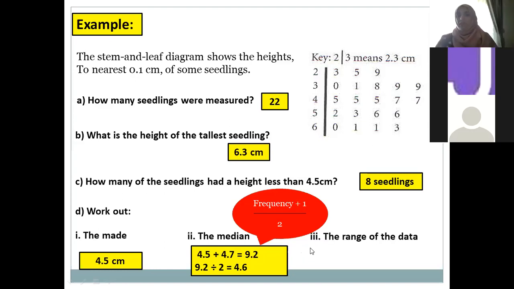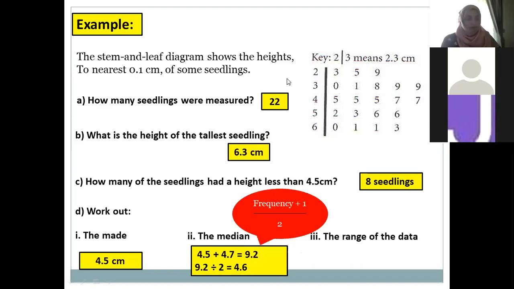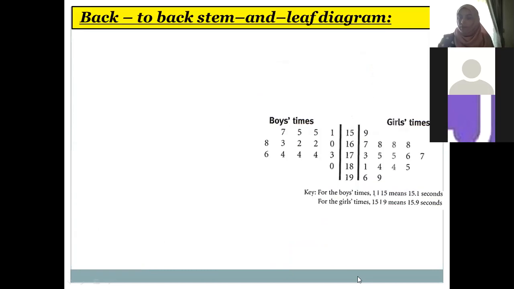Okay, the range of the data. What is the range? How do we find the range? Selena. The range is that we have to minus the smallest from the greatest one. Yes, the smallest from the greatest. That's right. Okay, so which one is the greatest? So 6.3 minus 2.3, which equals 4. Okay, here we are. That's right. Excellent. And that's great so far. Any example? Any question?